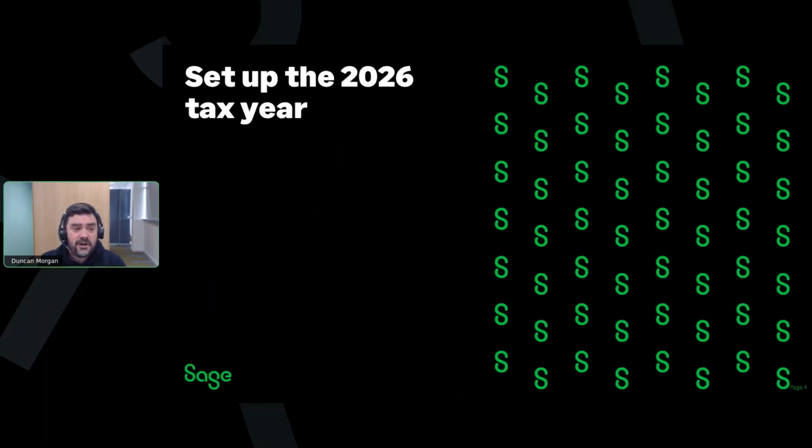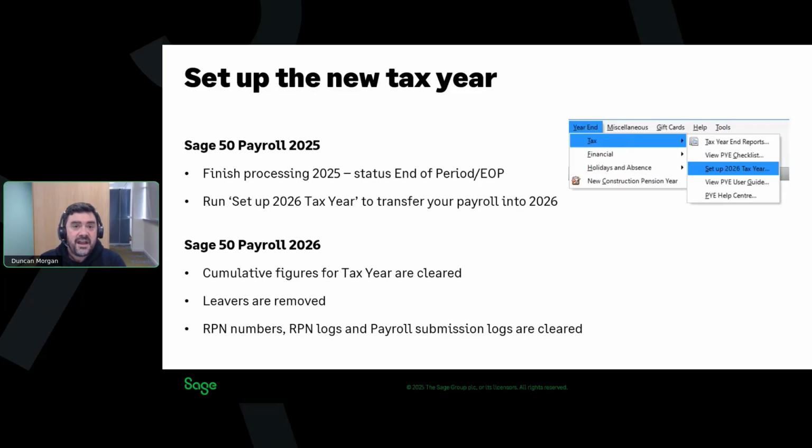So let's get things underway by taking a look at the process for setting up the 2026 tax year. Now, you would kick this off in your 2025 software, and to be able to set up the new tax year, you first need to have installed the year-end update, so you need to be on the latest version. And ideally, you should have finished processing all of your pay periods for 2025, and your payroll status would be at end of period, or EOP. You would then run a task to set up the 2026 tax year, which will then transfer your payroll data from 2025 into the new software that you'll be using in 2026.